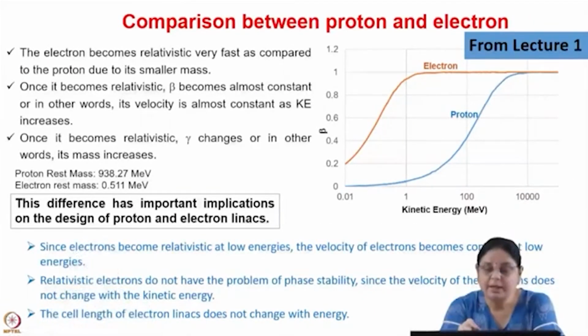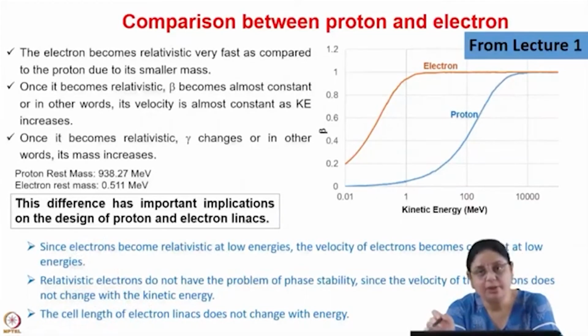Okay, so coming back again to the comparison between proton and electron, which we have seen in the very first lecture. We see that even at very low values of kinetic energy, let's say a few MeV, the electron becomes relativistic, so its velocity becomes constant. As the kinetic energy increases, the mass is increasing, but the velocity has become constant.